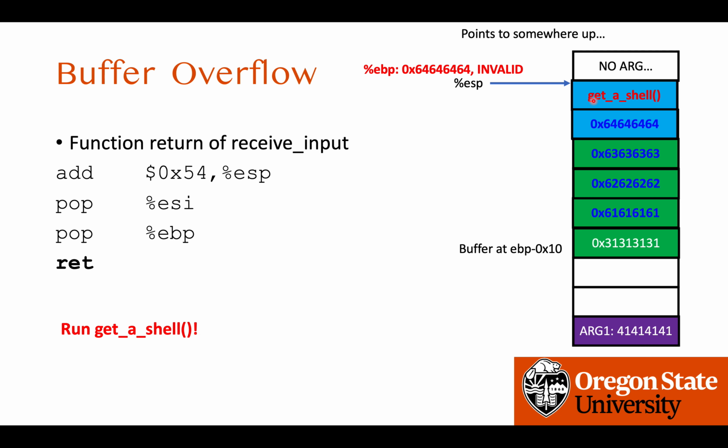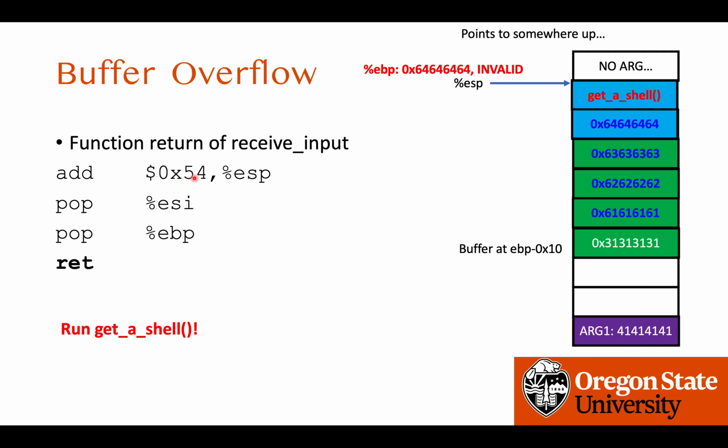An important point here is that the first instruction restores the ESP, and then the third instruction restores EBP. But right now we have overwritten the saved EBP value with 64, 64, 64, 64, since we filled it with DDDD, so it will have an invalid value. But we don't care about that because we directly run the getter shell function to get the privilege and read the flag.